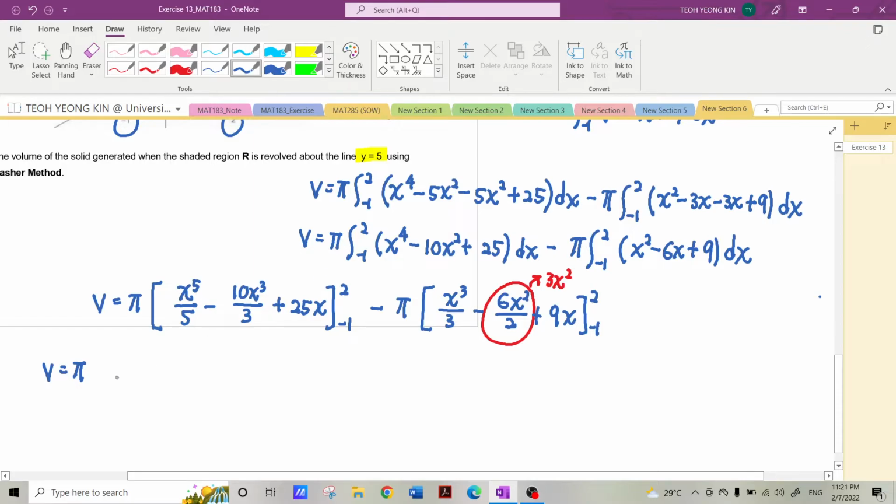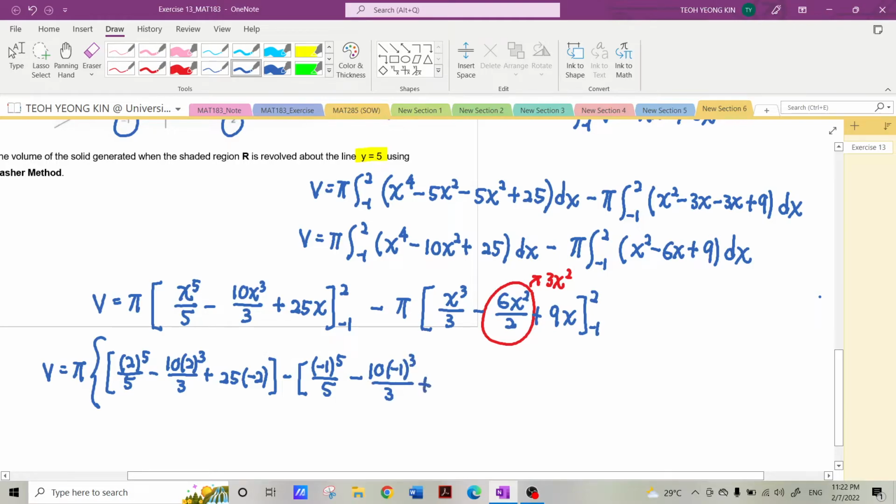First we substitute 2. So here is 2 power 5 over 5 minus 10 times 2 power of 3 over 3 plus 25 times 2. So here is the first part, minus, put a curly bracket, minus, substitute -1. So -1 power 5 over 5 minus 10 times -1 power of 3 over 3 plus 25 times -1. So this is only the first part.